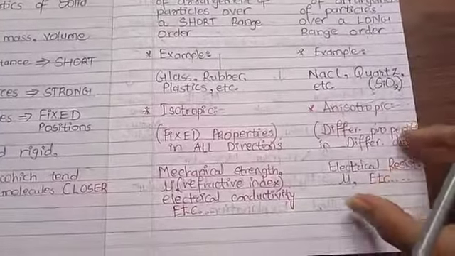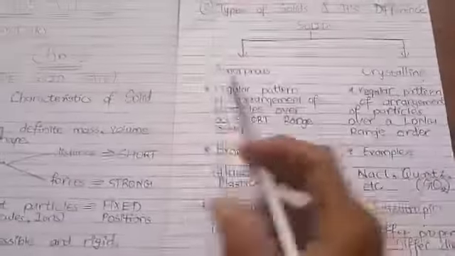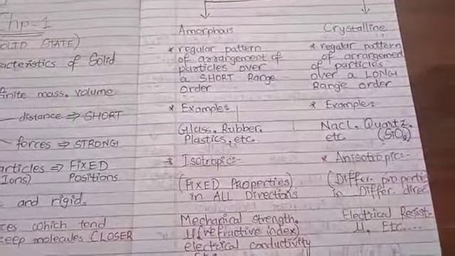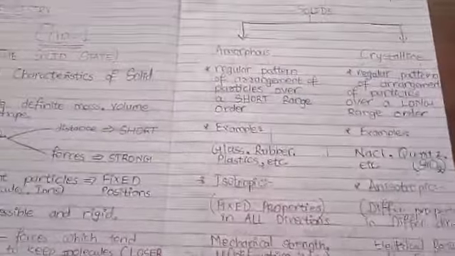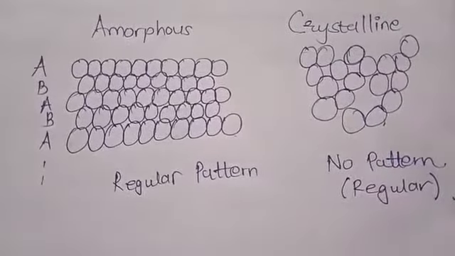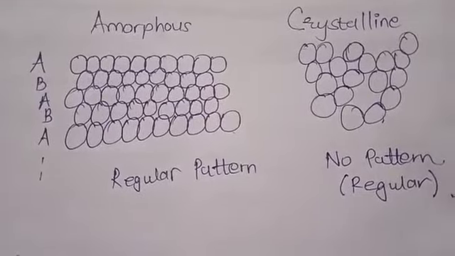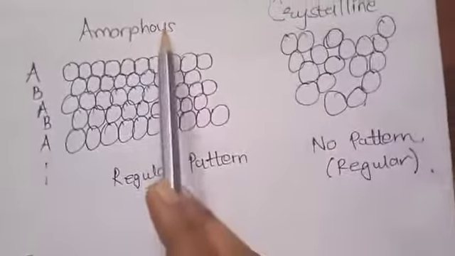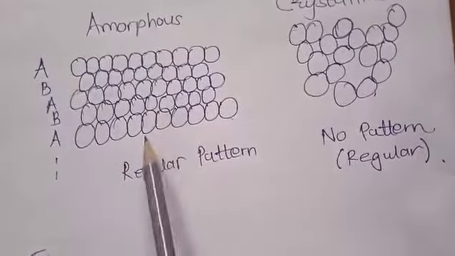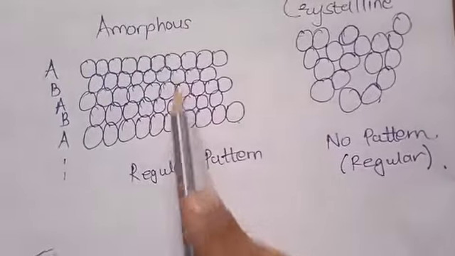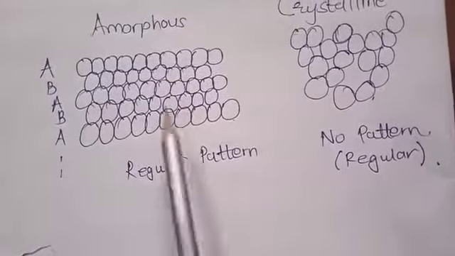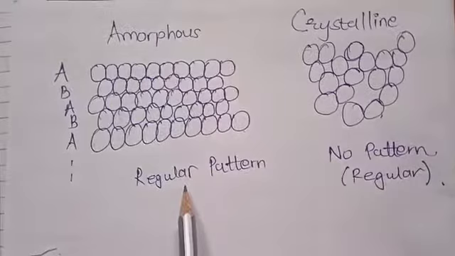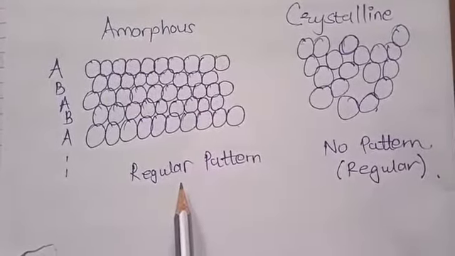For a clearer and better understanding of amorphous, crystalline, isotropic and anisotropic, let us quickly move to the example. I hope you can clearly see this. The thing that I am going to show you is amorphous. In amorphous, the regular pattern is repeated for a short range, right?